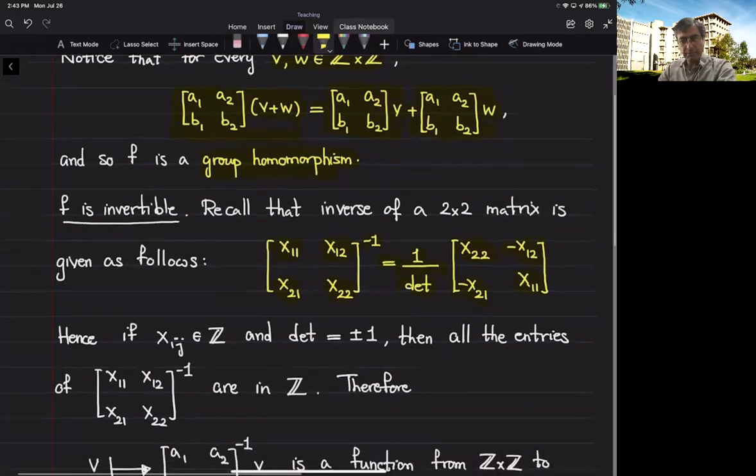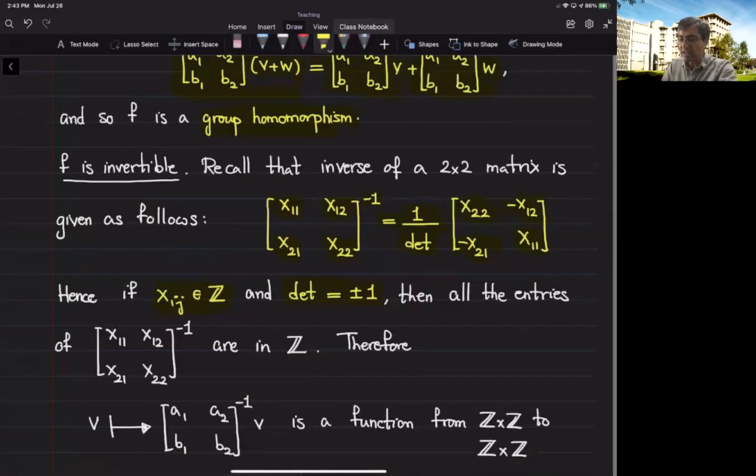Now, here is the crucial fact that helps us to show that the function f is invertible. The assumption that the determinant of the initial matrix that we started with is either +1 or -1 implies that 1 over the determinant is still an integer. That's the key point here. Of course, these other entries are still integers. Altogether with these two assumptions, we deduce that the inverse of this integer matrix still has entries in Z. So the inverse of this integer matrix is itself an integer matrix, and therefore it sends Z cross Z to itself.